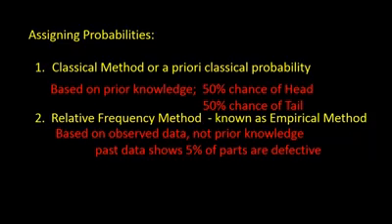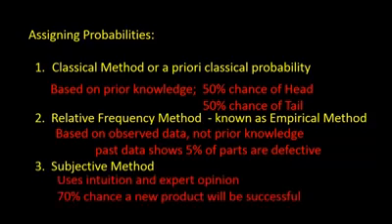And then the third method of assigning probabilities is called the subjective method, where, based on past experience, personal opinion, or intuition, we determine the probability of something happening. An executive might decide that a new product has a 70% chance of success. That's his opinion. Someone else might believe that it only has a 20% chance of succeeding.